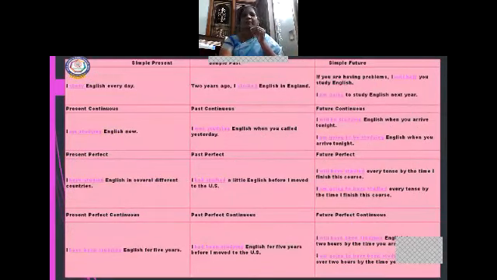Simple present, simple past, simple future. I study English every day. Two years ago, I studied English in England. So this is simple present tense: I study English every day. Every day is a clue word. I am studying English now, present continuous. Present perfect, I have studied English in several different countries. That is called present perfect. Then present perfect continuous, I have been studying English for 5 years. Then simple past, 2 years ago, I studied English in England. So that is your simple past.